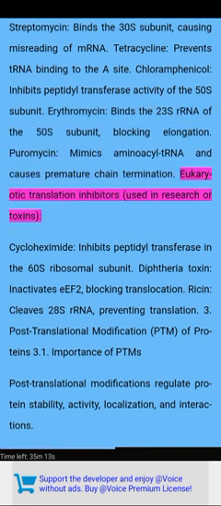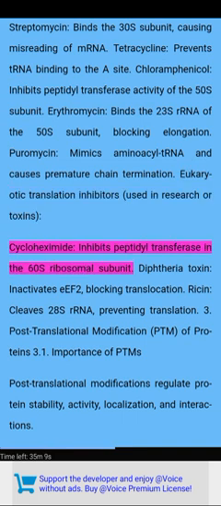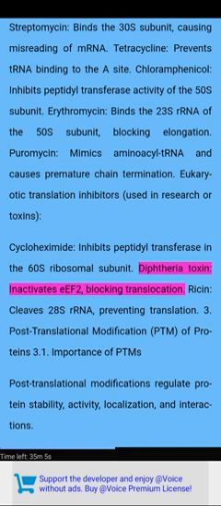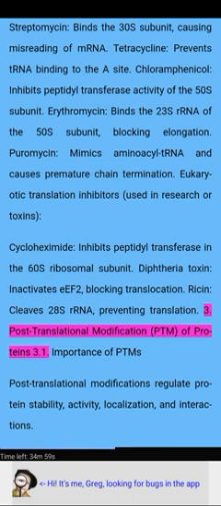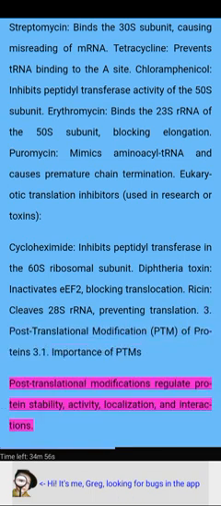Eukaryotic translation inhibitors used in research or toxins. Cycloheximide inhibits peptidyltransferase in the 60S ribosomal subunit. Diphtheria toxin inactivates EF2, blocking translocation. Ricin cleaves 28S rRNA, preventing translation. 3. Post-translational modification (PTM) of proteins. 3.1. Importance of PTMs. Post-translational modifications regulate protein stability, activity, localization, and interactions.